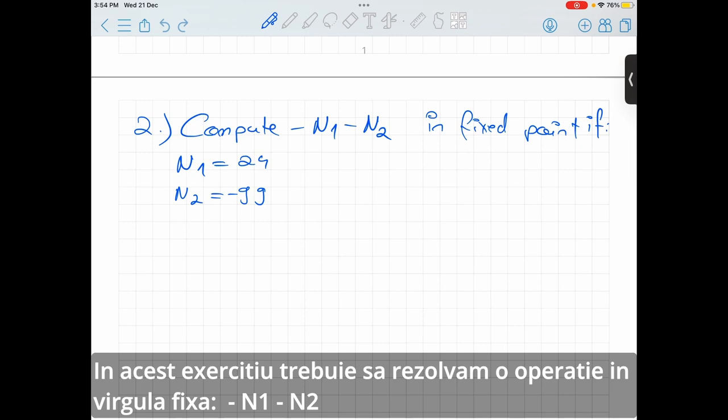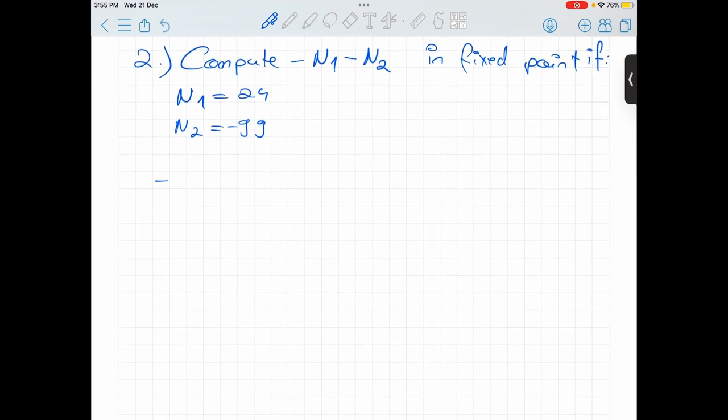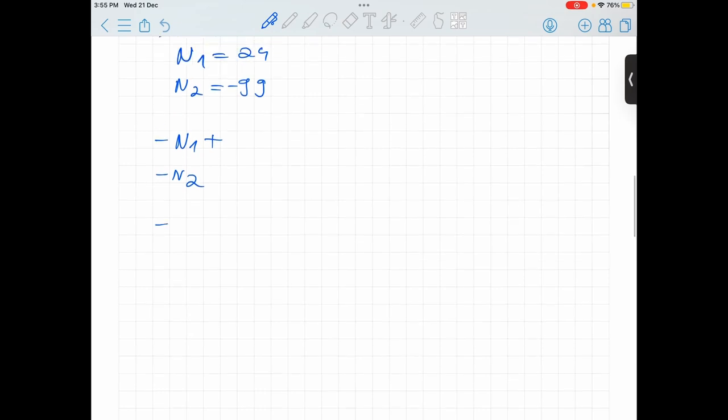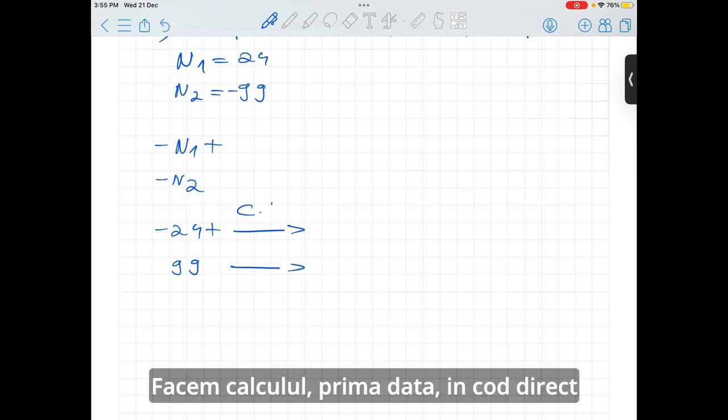Okay, in this exercise, we have to compute minus N1, minus N2 in fixed point, if we know that N1 is 24 and N2 is minus 99. So minus N1, minus N2, we can also write as minus N1 plus minus N2, which would actually mean the same as writing minus 24 plus 99. We will do this computation firstly in direct code.